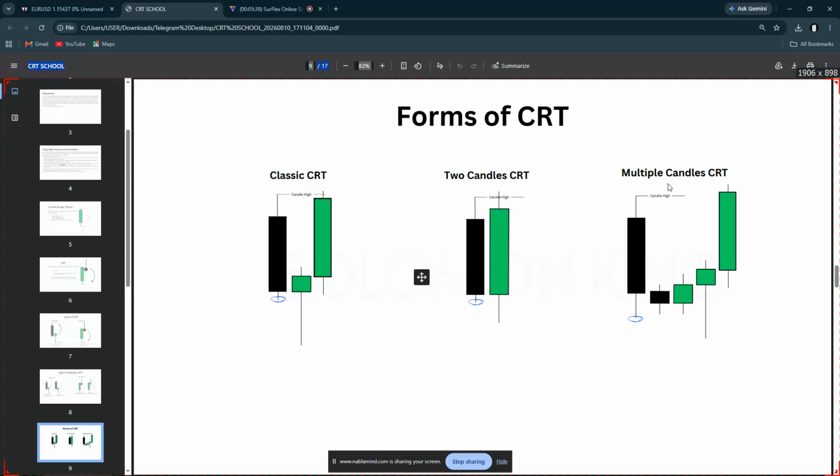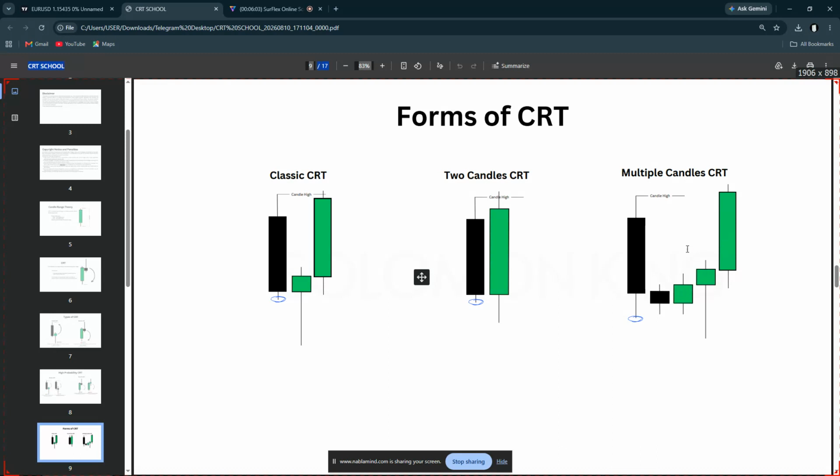Now, looking at the third form of CRT, we have the multiple candle CRT, which is when price forms the candle range. Then inside the candle range, we have about two to three candles that will also be ranging before a particular candle is going to clear the range low, then target the range high. The same thing is applicable for a bearish CRT also.